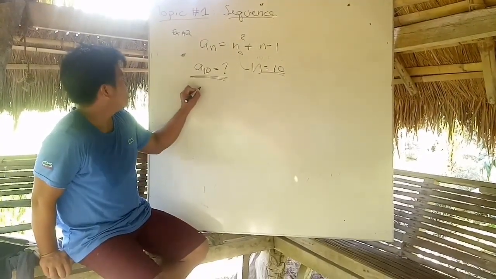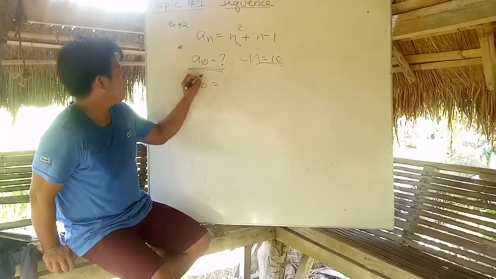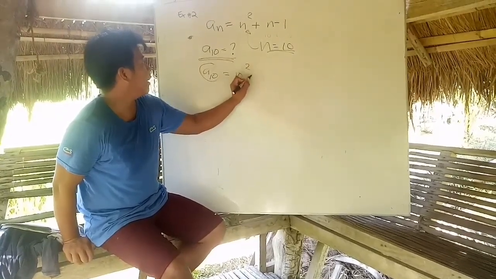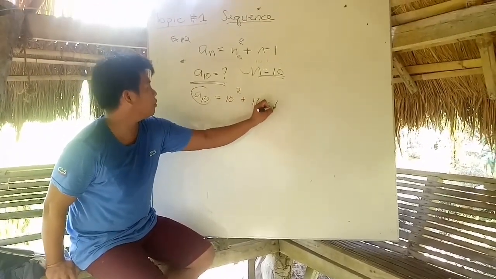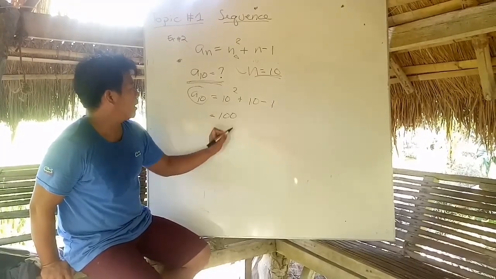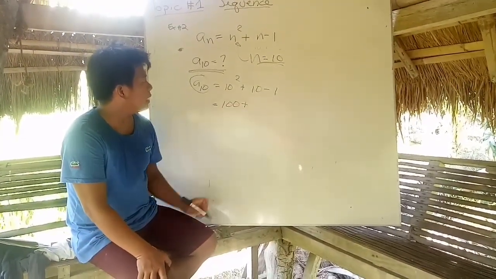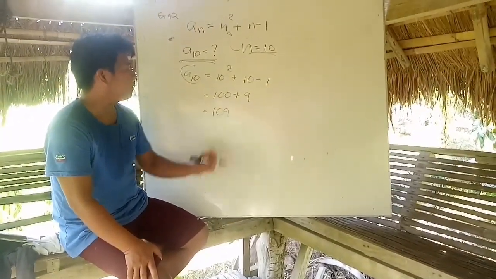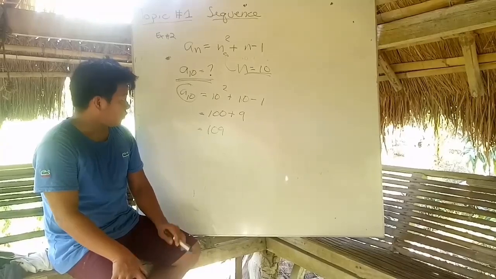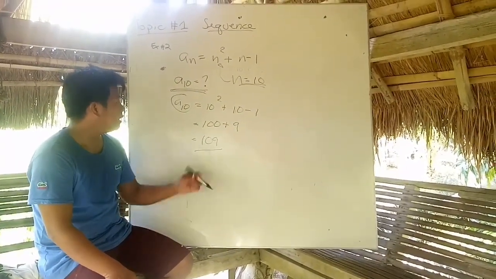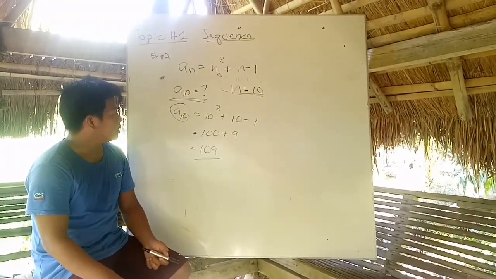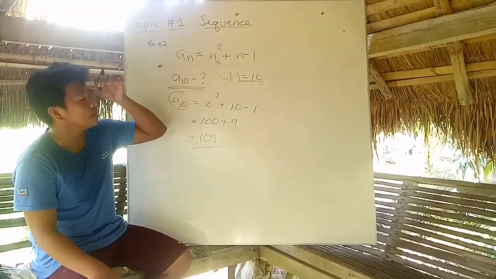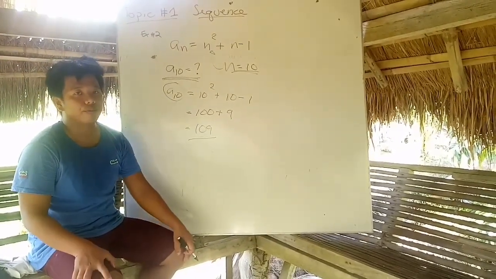So let's do it. So a sub 10, meaning the 10th term. So 10 squared plus 10 minus 1. That is 100 plus 9. 100 plus 9 is 109. So this is the 10th term of the given sequence, given the formula for the nth term.